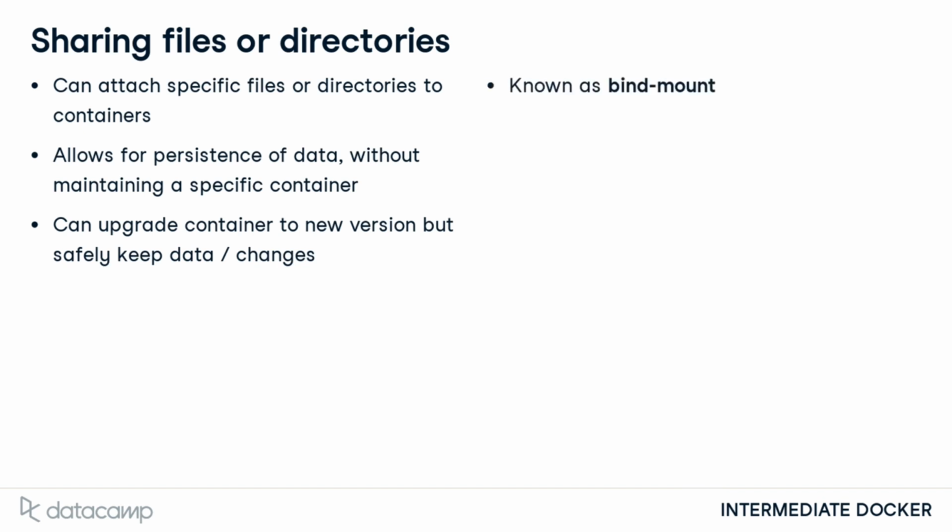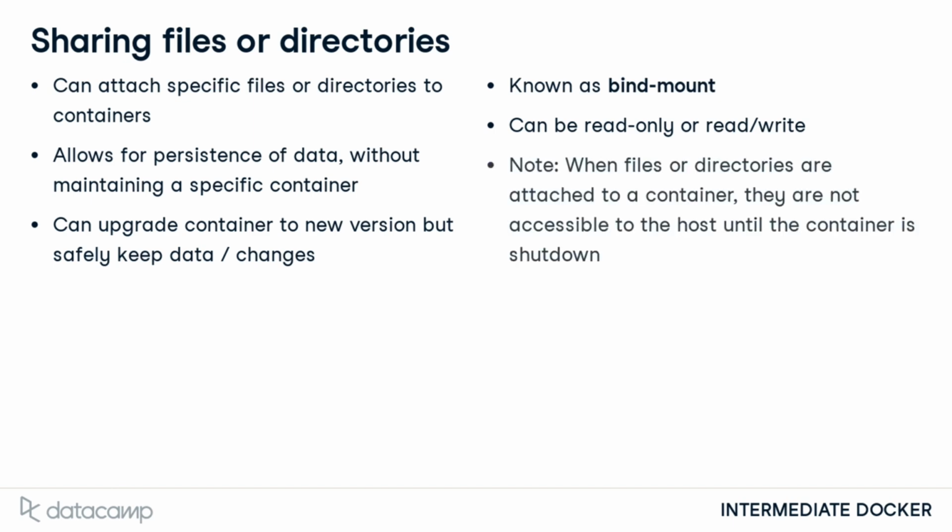This technique, known as a bind mount, is one of a few options to share data between host and container. We'll discuss some other options later in this chapter. A bind mount can be read-only, where the container can see the data but cannot change it. The bind mount can also be read-write, but in this case, only one container can modify the contents at a time. Once attached, files or directories are not accessible to the host until the container using them is shut down.